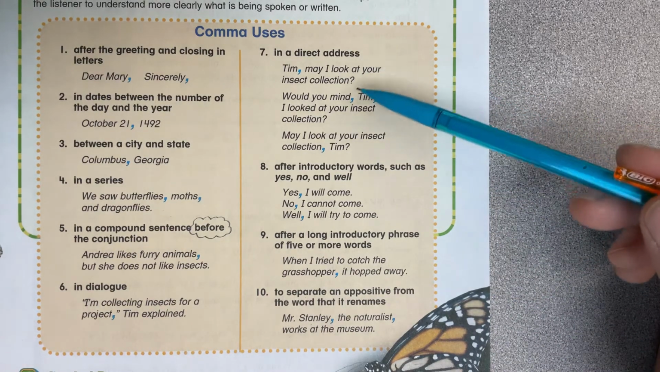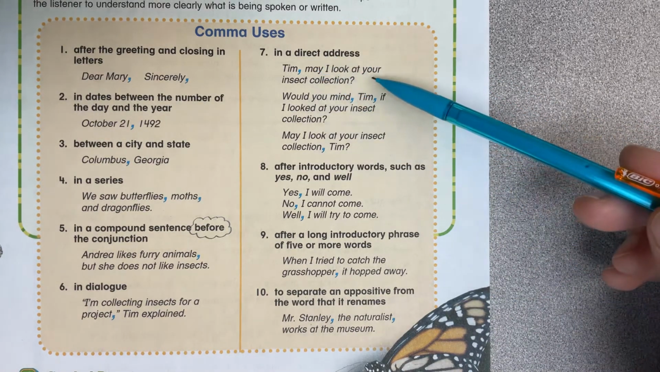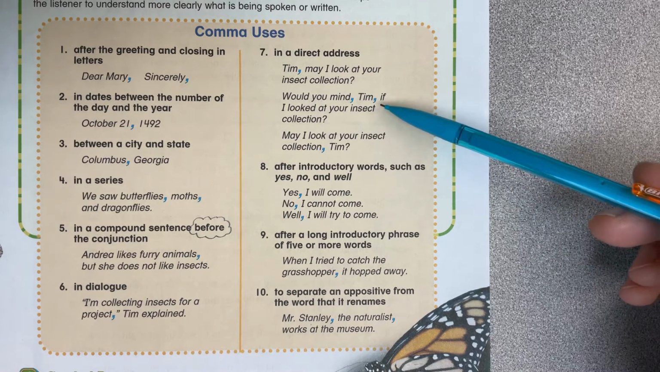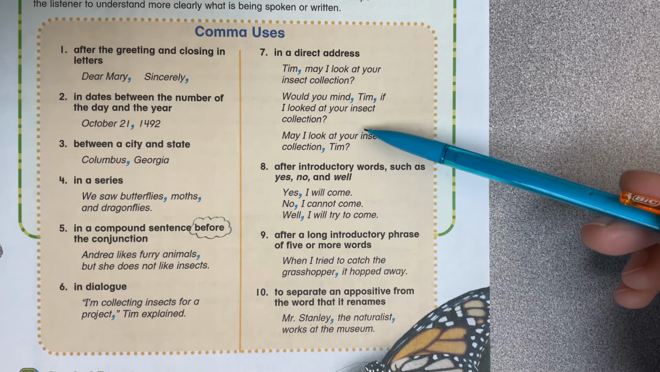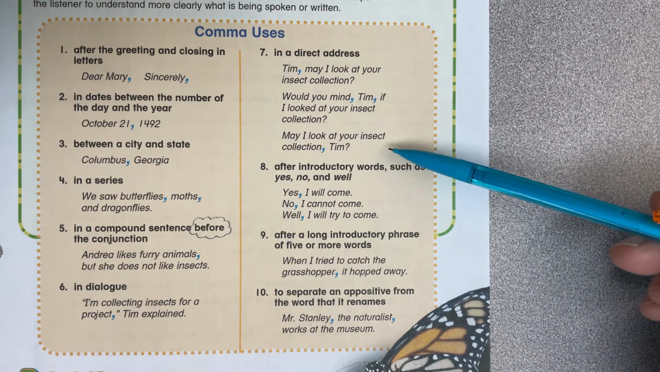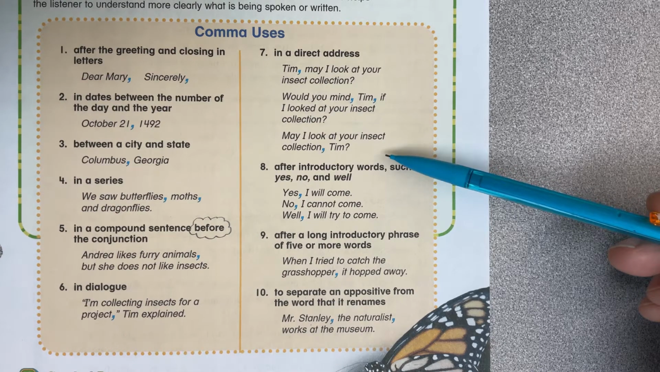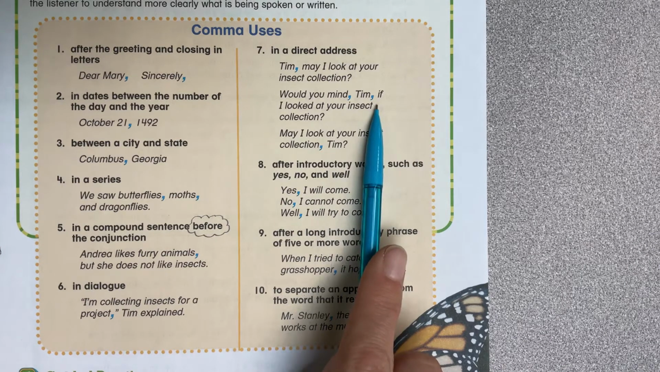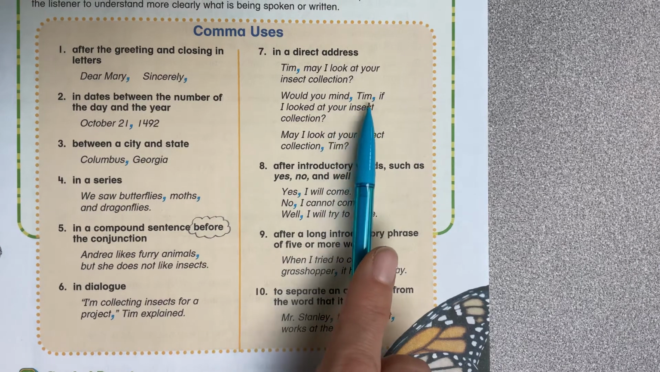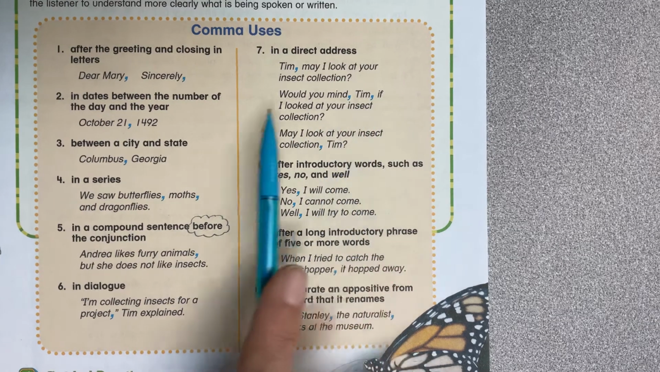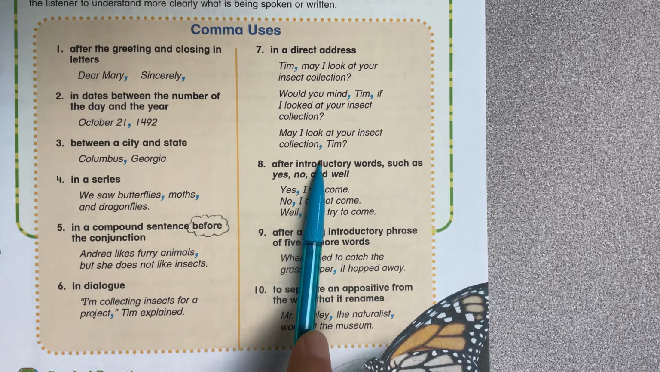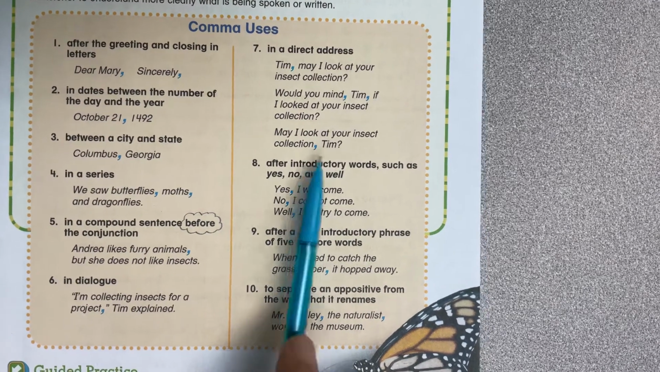In a direct address, Tim, may I look at your insect collection? Would you mind, Tim, if I looked at your insect collection? Or may I look at your insect collection, Tim? This one we would put a comma before and after Tim's name because we pause before it and we pause after it. The one at the top, we just put it after, and then the one at the bottom, we would put before his name because there's a natural pause in our voice.